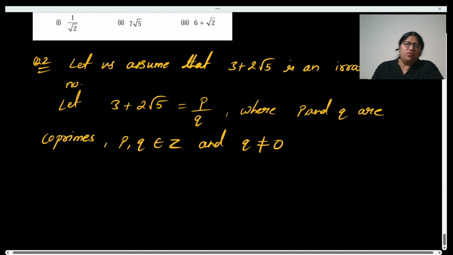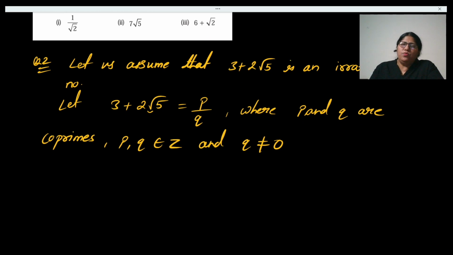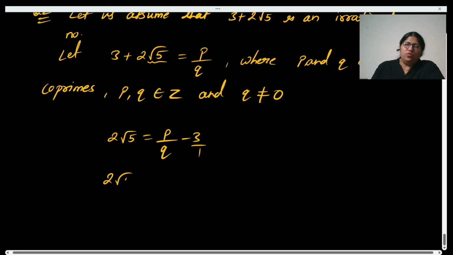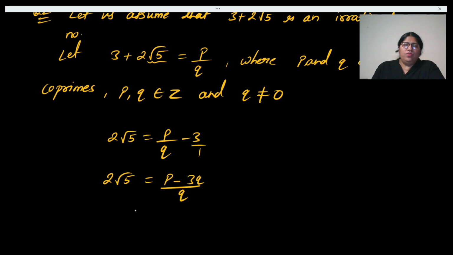Then after that you transpose. Now here you can't square both sides. First transpose everything other than root 5. So what will happen here? 2 root 5 equals p by q minus 3 by 1. I can take q as a common denominator. So 2 root 5 equals p minus 3q by q. Now you transpose 2 to the right side. How will we get it? Root 5 is p minus 3q by 2q.